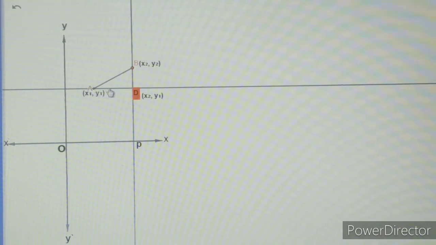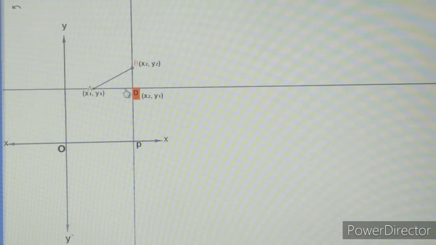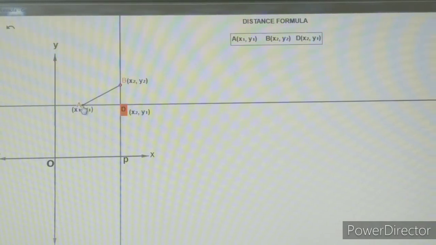Similarly, segment AD is parallel to the x-axis and therefore any point on this segment AD will have the same y coordinate. Since the y coordinate of point A is y1, the y coordinate of point D is also y1. Our main focus is to find the distance between AB, so let us derive the distance formula.